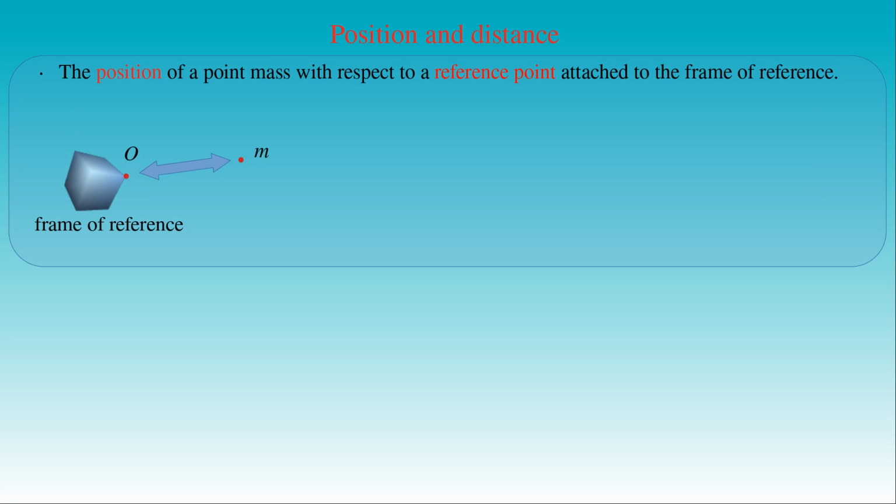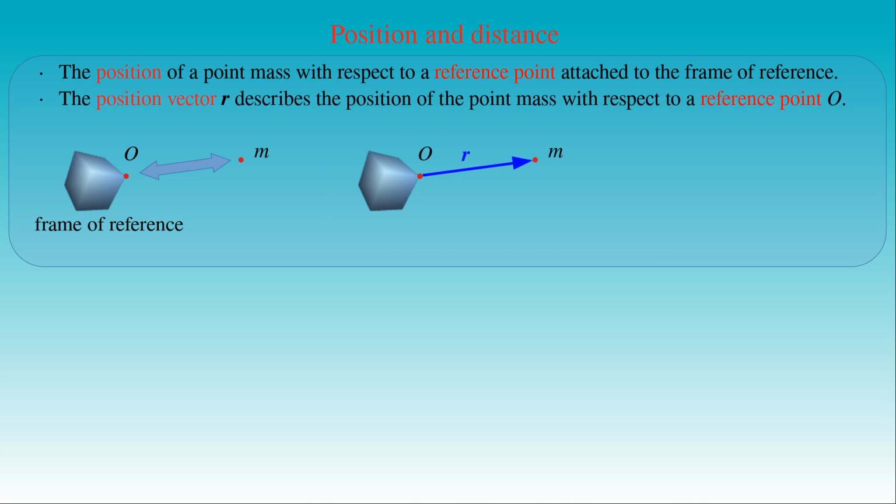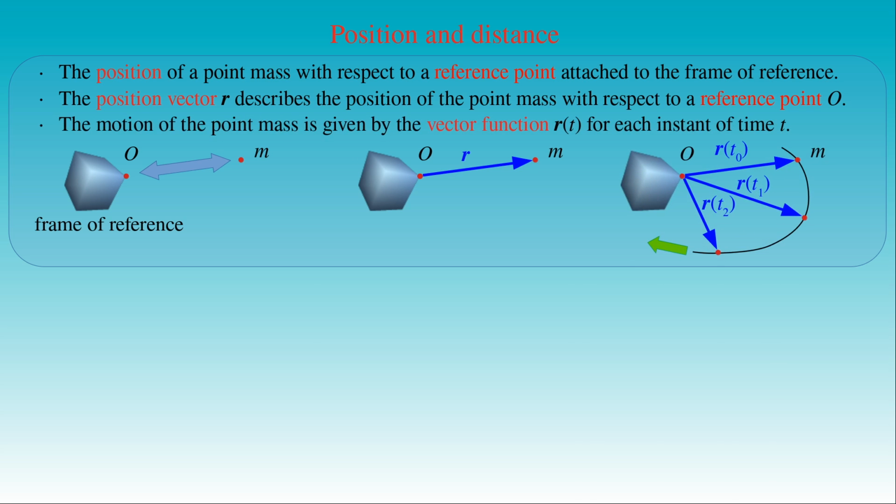Here the cube represents the frame of reference and one of its corners is chosen as the reference point O. The position of the point mass M is then given relative to this point. Then the position vector r describes the position of the point mass with respect to the reference point O. The tail of the position vector r is at the reference point O, and it points to the location of the point mass M. Since the body is moving, its position is also changing in time.